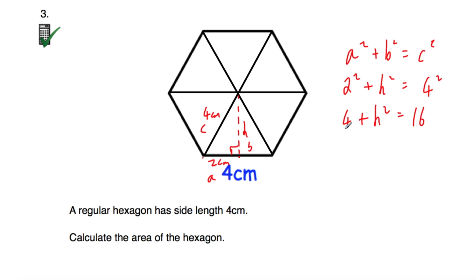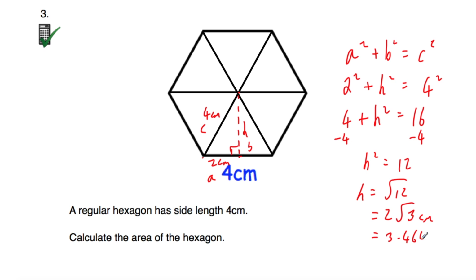Now we're going to take away 4 from both sides, which leaves us with h squared is equal to 12, and now we need to square root that. So h would be equal to the square root of 12, which is equal to 2 root 3 centimeters. So the distance from here to here, the height of that triangle, is 2 root 3 centimeters, or as a decimal number, 3.4641011615 centimeters, as long as you don't round that to perhaps 3.5, you would lose too much accuracy there. So we've found the height of that triangle.